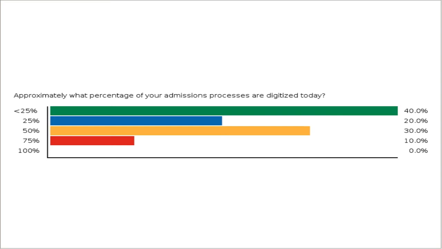So here's what we're seeing. It looks like the majority of people have less than 25% of their admission processes digital today. About 20% say that a quarter of their processes are digital today. We have 27% saying that number is 50%. One saying 75, and no one at 100% today. So that gives you the range of where people are. You can see that there's still a lot of manual and paper-based processes involved in the registration process.